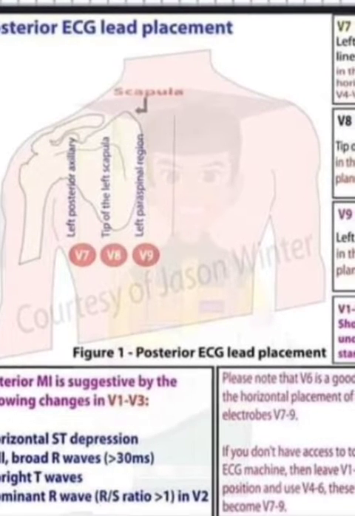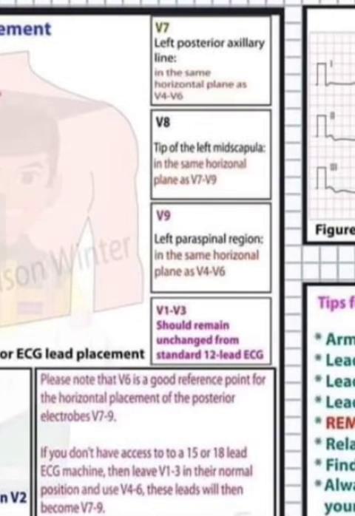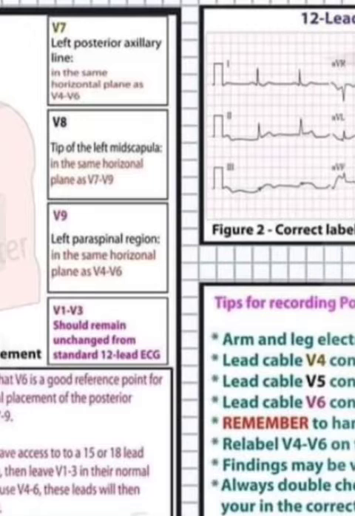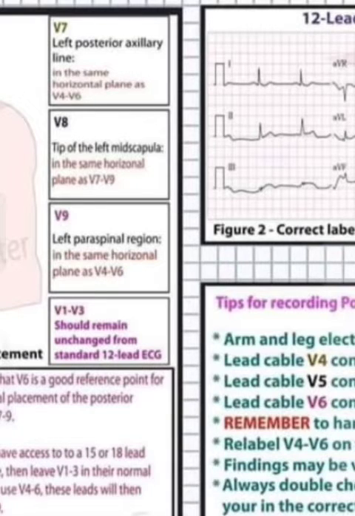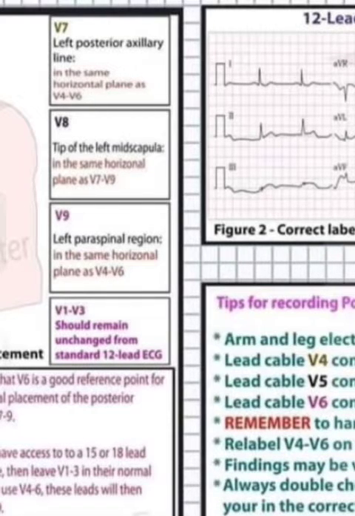V9 is the left paraspinal region. V7 is the left posterior axillary line in the same horizontal plane as V4 to V6. V8 is at the tip of the left mid-scapula in the same horizontal plane as V7 to V9. V9 is the left paraspinal region in the same horizontal plane as V4 to V6. V1 to V3 should remain unchanged from the standard 12 lead ECG.